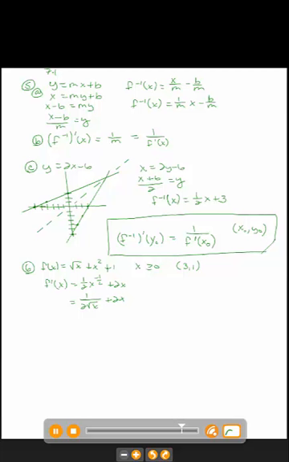And now we have to go in reverse. We have to stick the y value in. So we evaluate f prime at 1, which gives me 5/2. That means that the inverse function's derivative at 3 would be 1 over f prime at 1, which is 1 over 5/2, or 2/5. The slope of the inverse function is 2/5.